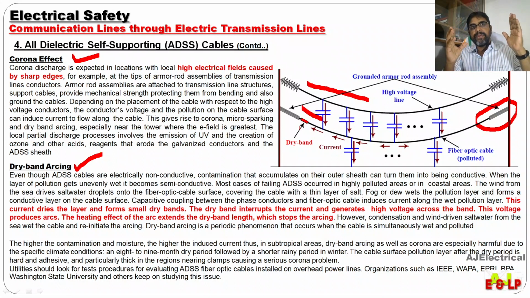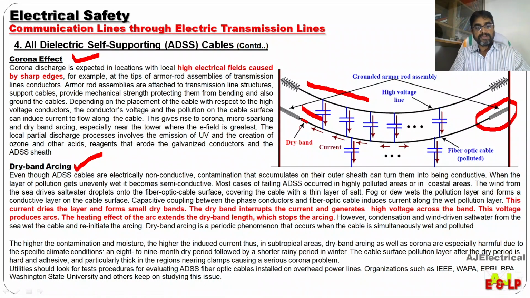So dry band means across that dry band there can be some potential difference which will cause further arcing, and finally this fiber may get damaged. That is what is called dry band arcing. So for this corona effect and dry band and such disadvantages, there must be regular checking of these fibers by the experts.